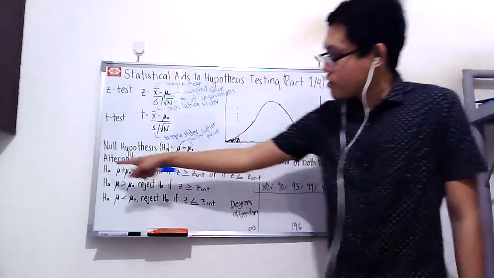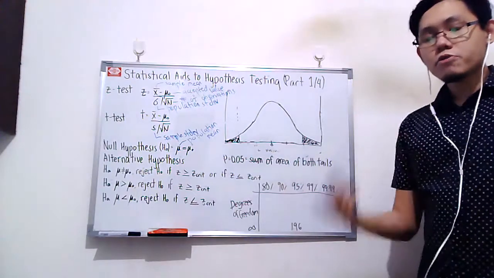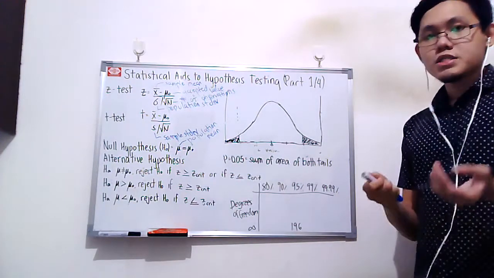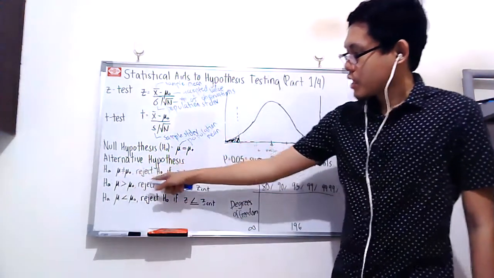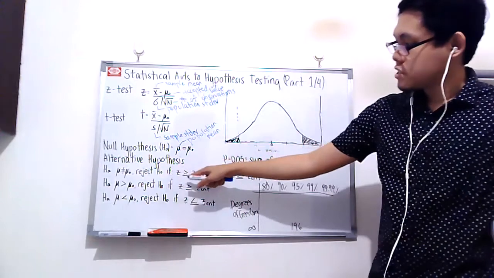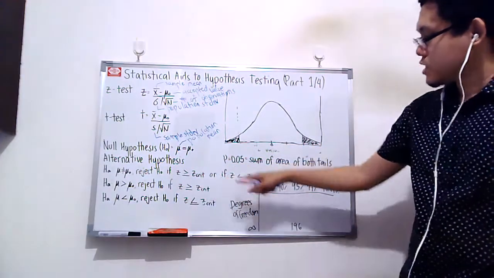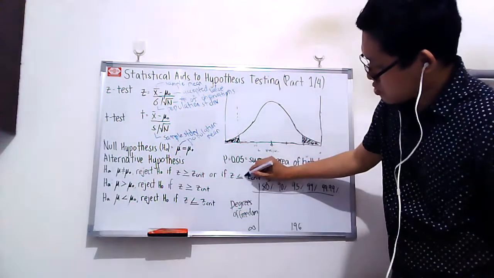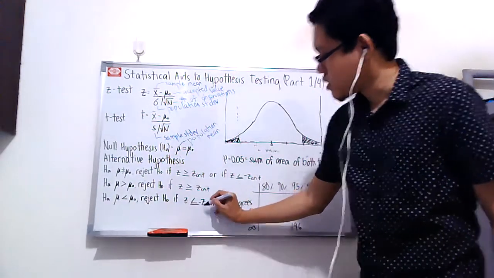And then you have your alternative hypothesis. The alternative hypothesis is when your mu is not equal to mu naught. So this is the first: reject H naught if Z is greater than or equal to Z critical, or if Z is less than or equal to negative Z critical. So this should be negative.